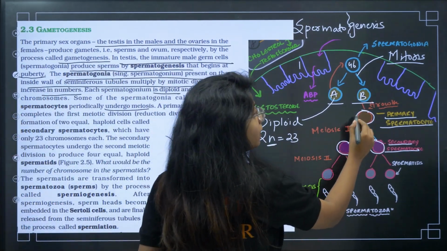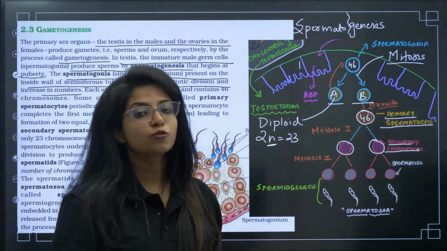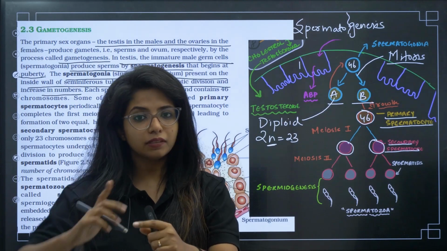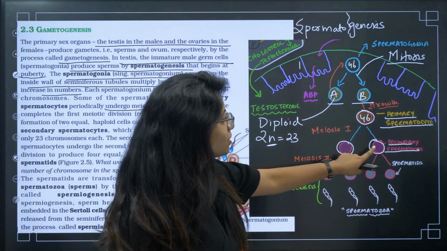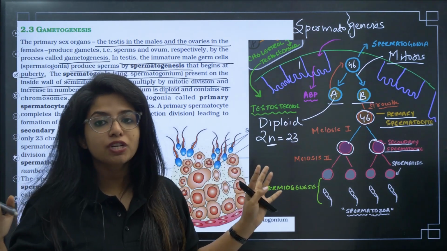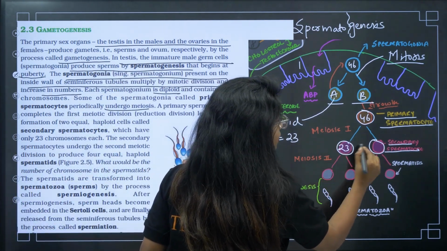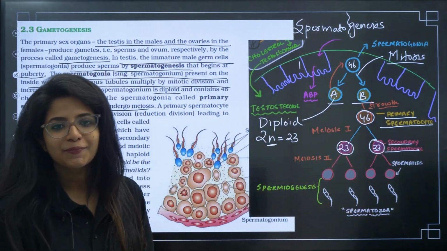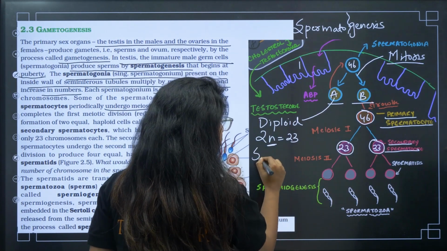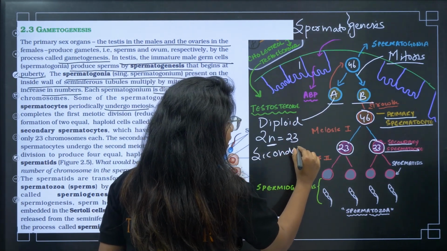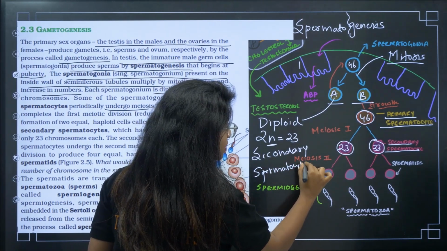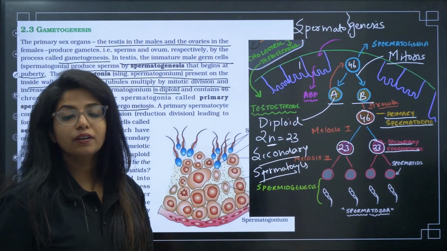Now, you tell me, if the primary spermatocyte had 46 chromosomes and it is undergoing meiosis 1, the first stage of meiosis, will the daughter cells have 46 chromosomes or will it get reduced? Isn't it the reductional division? Yes. So, it will be 23 here and 23 over here as well. So, at the end of meiosis 1, what do you get? You get secondary spermatocytes. And what is the number of chromosomes over here? You had 23 chromosomes.